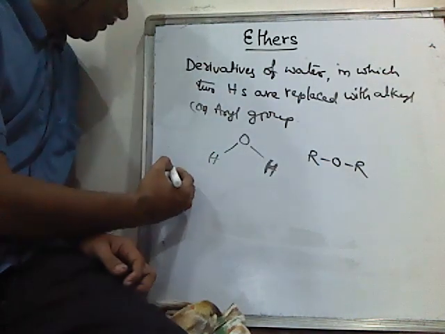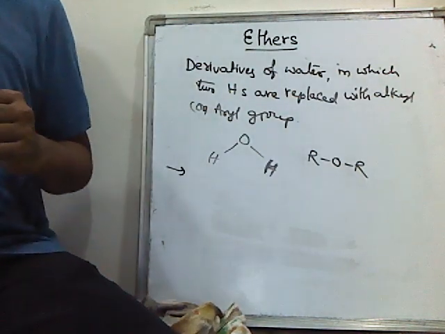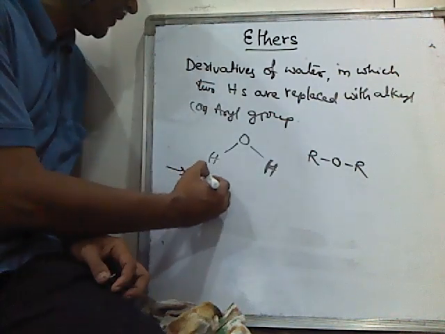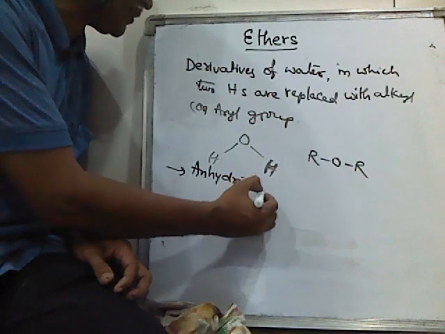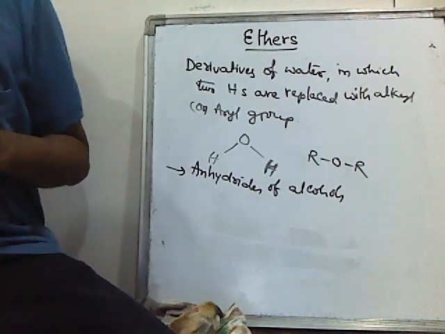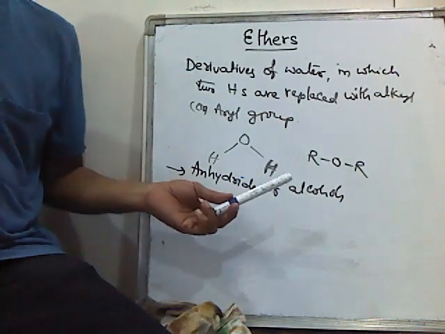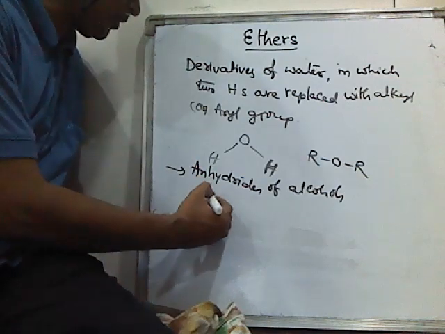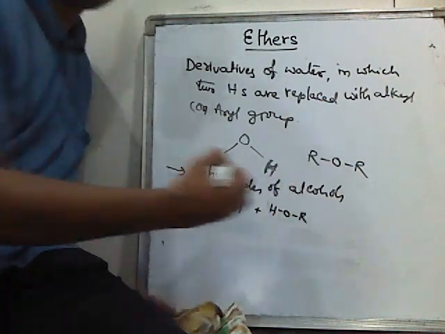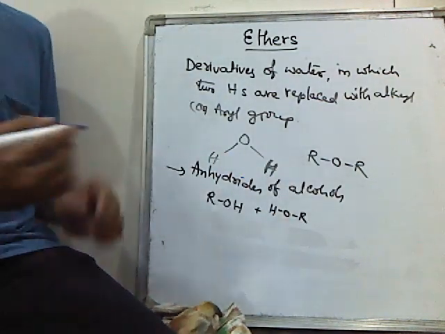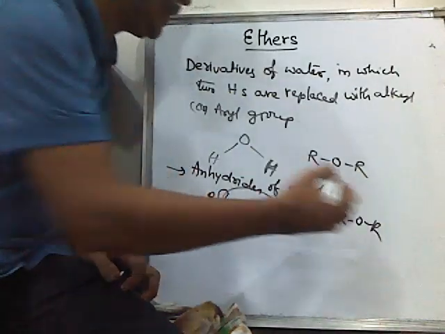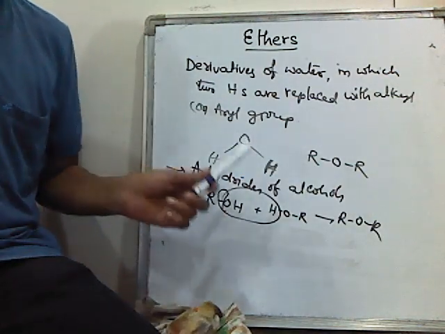Ethers are also considered as the anhydrides of alcohols, that is, without water. We know that alcohols are compounds containing an OH group. If condensation occurs between two alcohols and it forms ROR, that's why ethers are also considered as the anhydrides of alcohols.